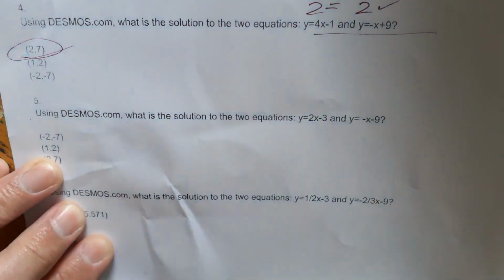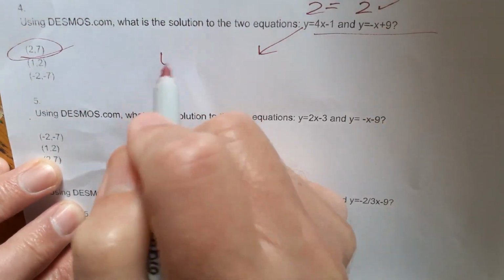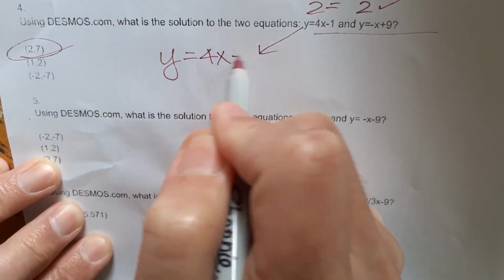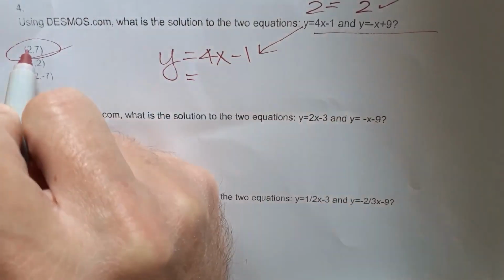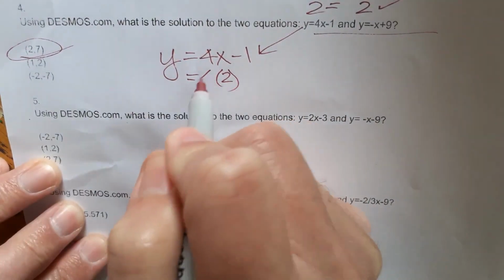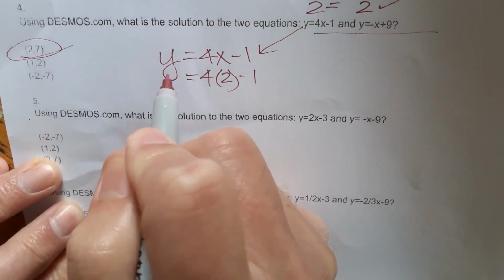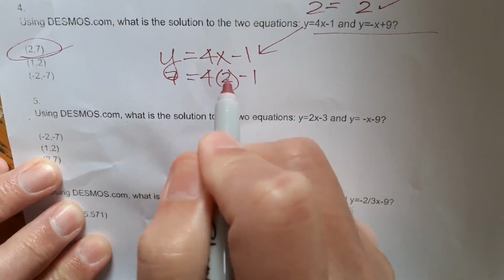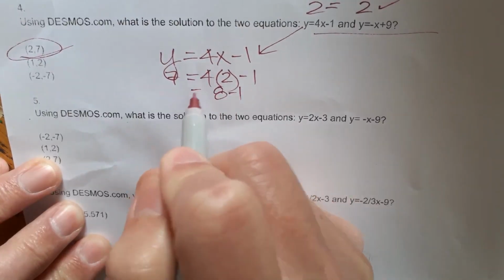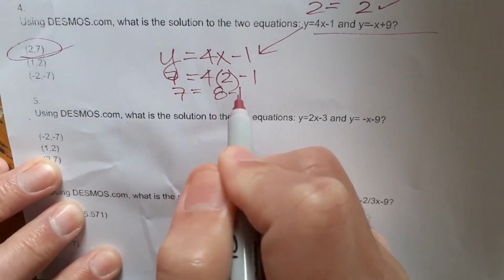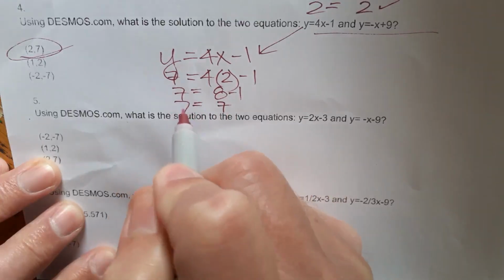Now let's go ahead and try those values. So y is equal to 4x minus 1. We have an x of 2. So the 2 goes in here. The 4 is here, minus 1. We're just filling in. The y is 7. 4 times 2 is 8. Minus 1 on the right and 7 on the left. 8 minus 1, sure enough, is 7 on the right and 7 on the left.